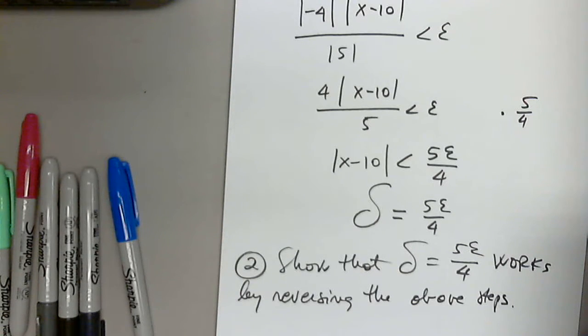You don't have to build this going backwards. I don't care for that. I'm fine with just this. So just write that. That's it. For step 2, the other direction, I'm fine if you just write this sentence. This tells me that you understand that the double equivalency means you have to show one way and you have to show the other way. But you don't have to really do it. I'm fine with just one direction. Show that delta equals 5 epsilon over 4 works, reversing the above steps. I'm fine.